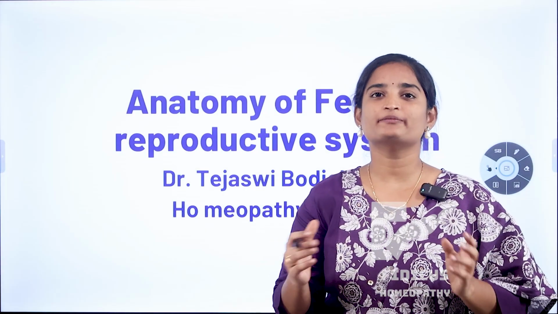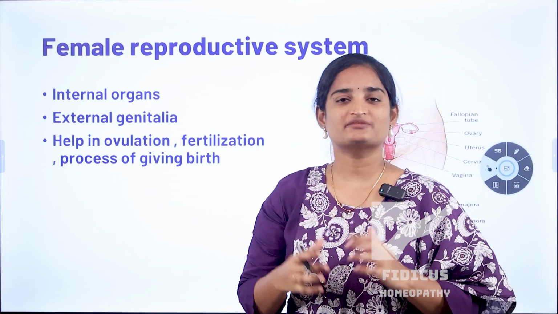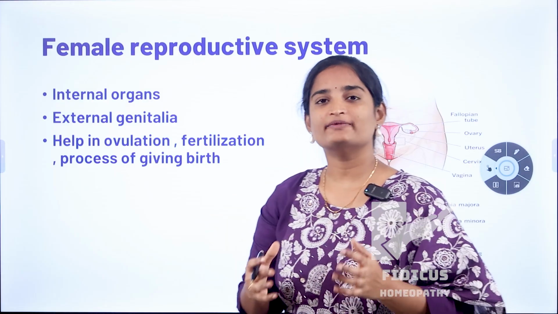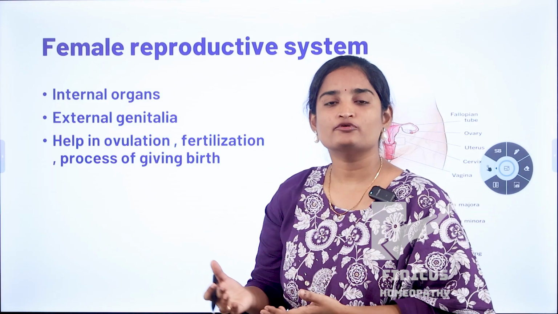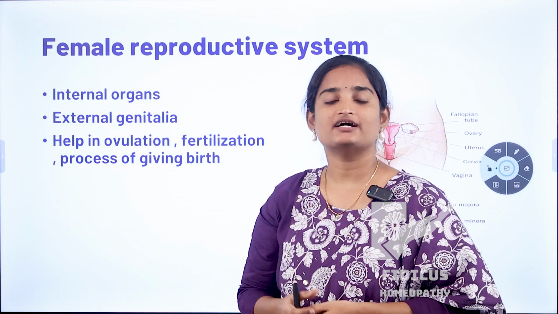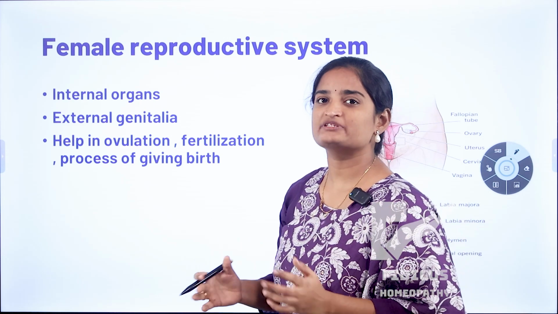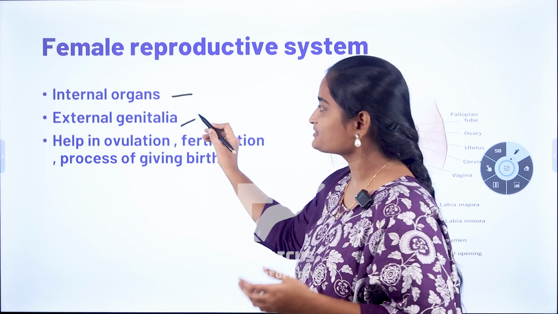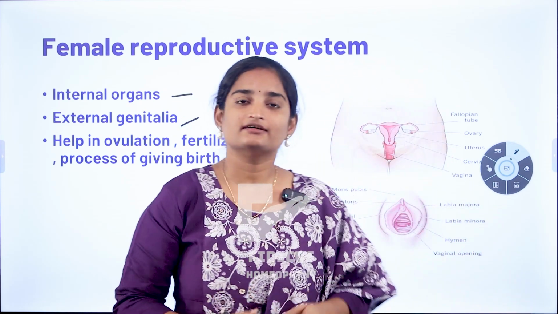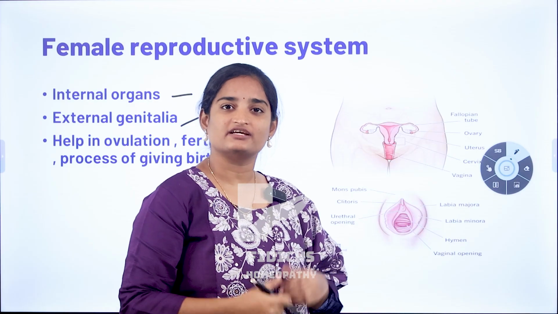Let's start with the anatomy of the female reproductive system. The female reproductive system is one of the important systems in our body. It is mainly designed for reproduction, which means it helps in ovulation, fertilization, pregnancy and also menstruation. It is mainly divided into internal organs and external genitalia. Internal organs include ovaries, uterus, vagina and cervix.